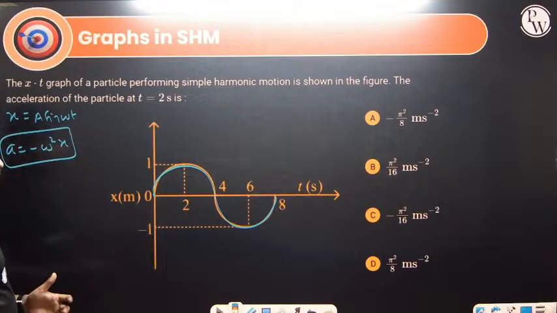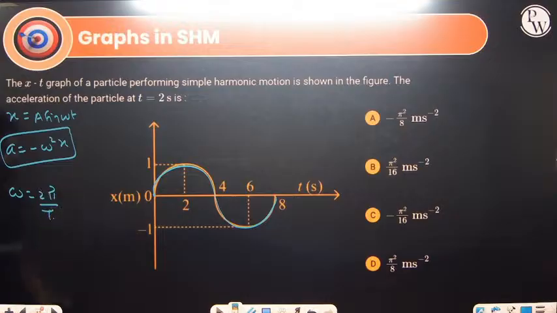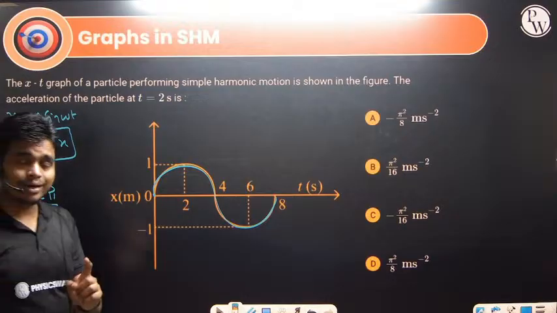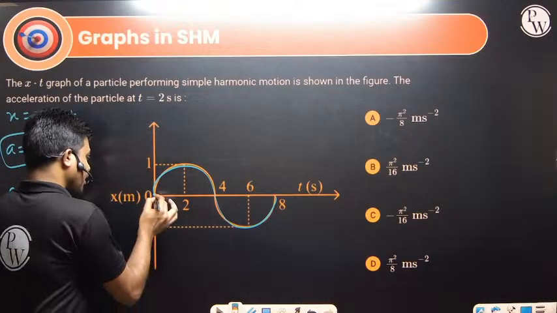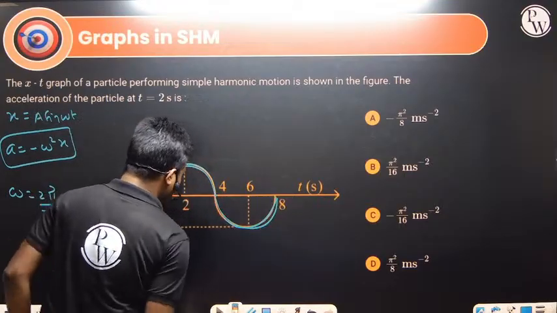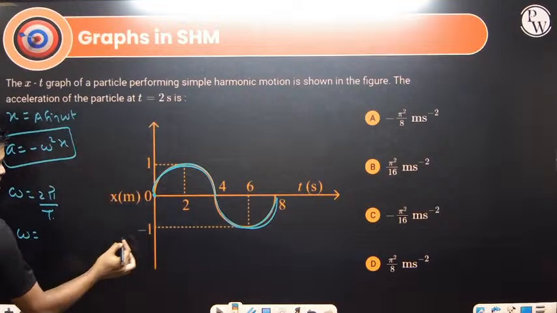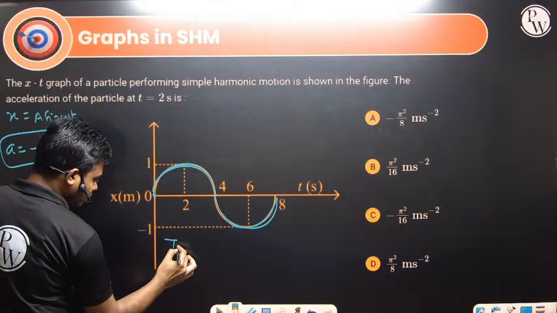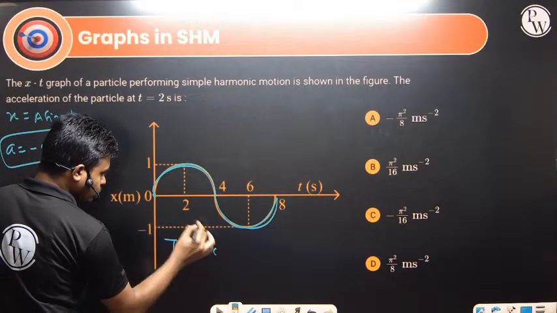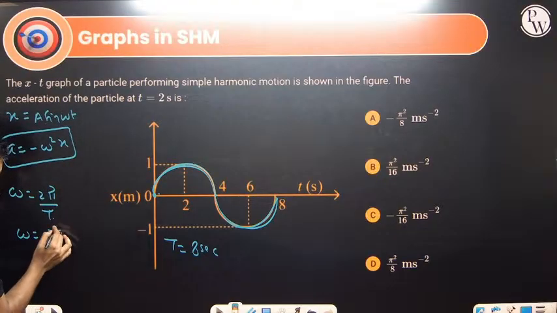So what is omega and how can we calculate omega? The simple formula that we are using is 2 pi by T. And what is time period? Time taken to complete one oscillation. What is one oscillation? Time of one wave. So this is half wave, this is one wave. From this point to this point, how much time are we taking? 8 seconds. So from the graph, T equals 8 seconds. Omega equals 2 pi by 8.